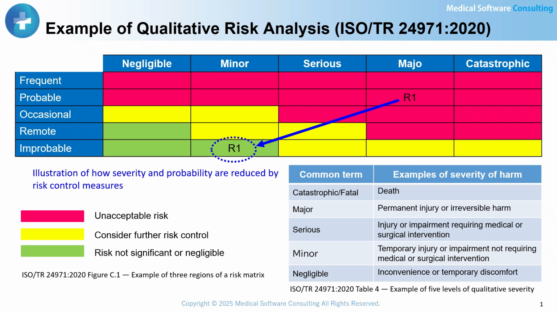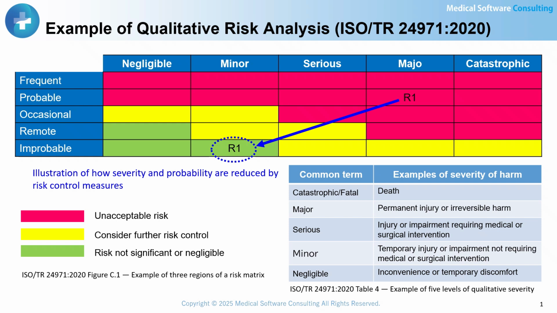For the probability of occurrence, quantitative values such as component failure rates may be used, for example, less than 1 in 1,000. However, when probabilities are difficult to estimate, such as for software failures, the decision on risk acceptability may be based solely on the severity of harm.